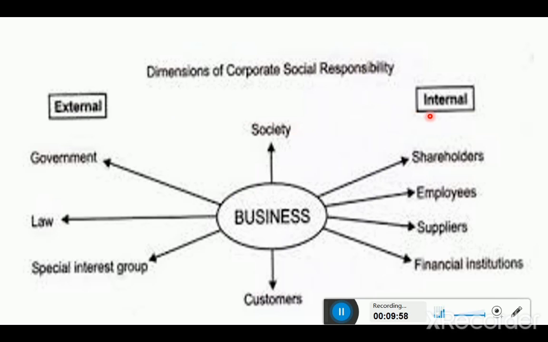Now internal factors: shareholders, employees taking care, suppliers taking care, financial institutions taking care. External care toward the betterment of the society, toward the customers, toward the government and its laws, regulation and special interest groups. Now hope, inshallah, that this slide has made the idea clear.